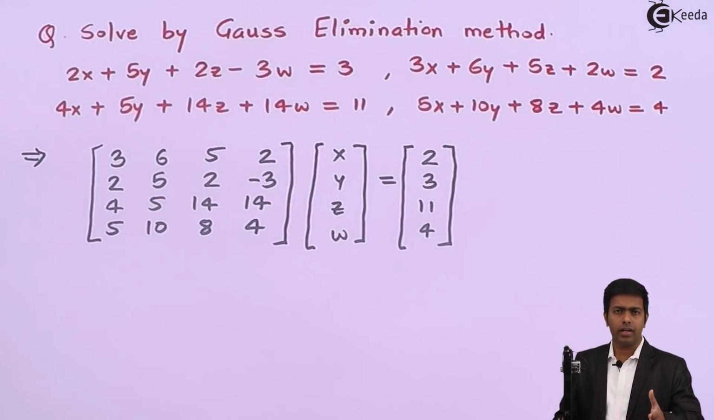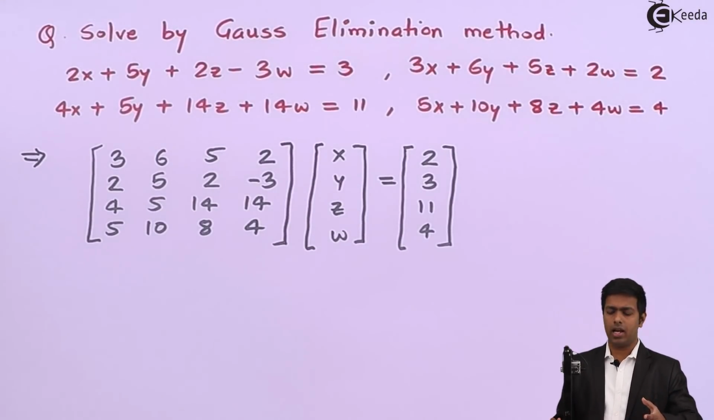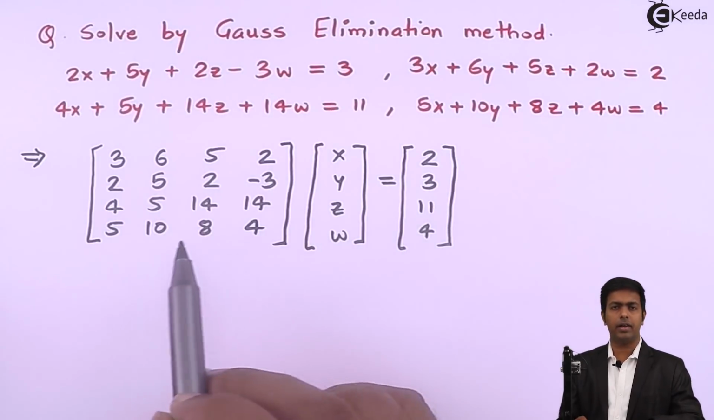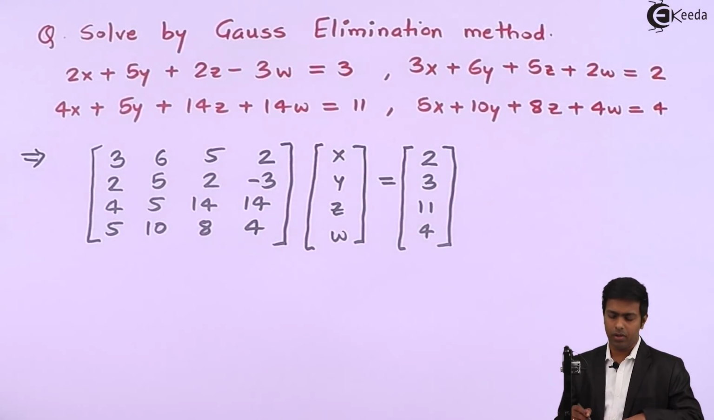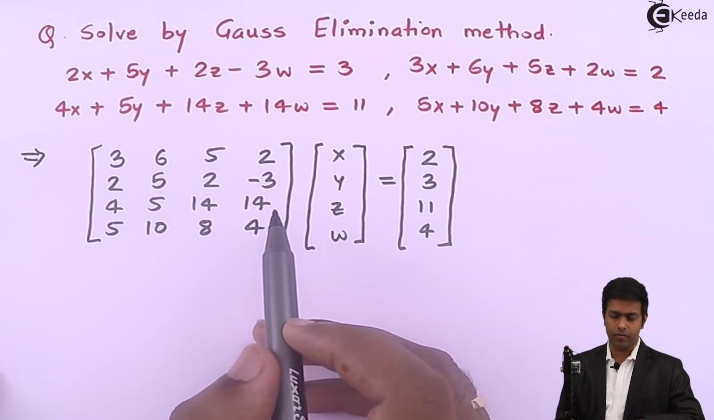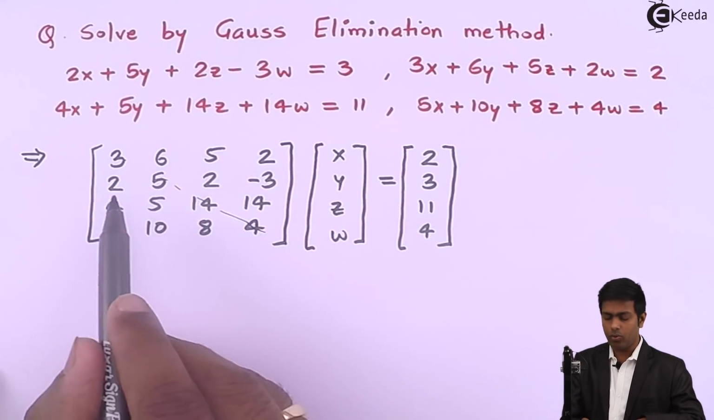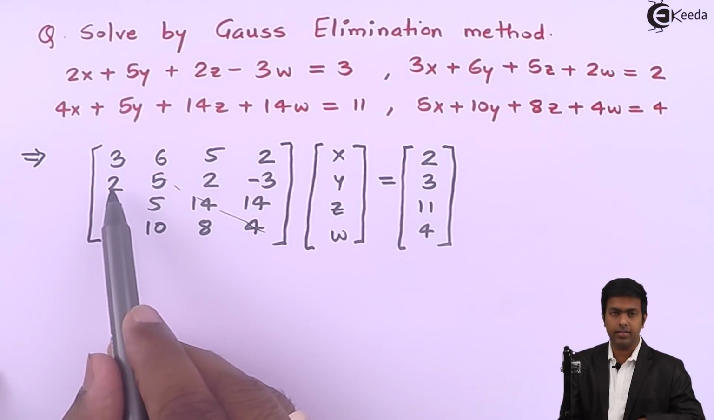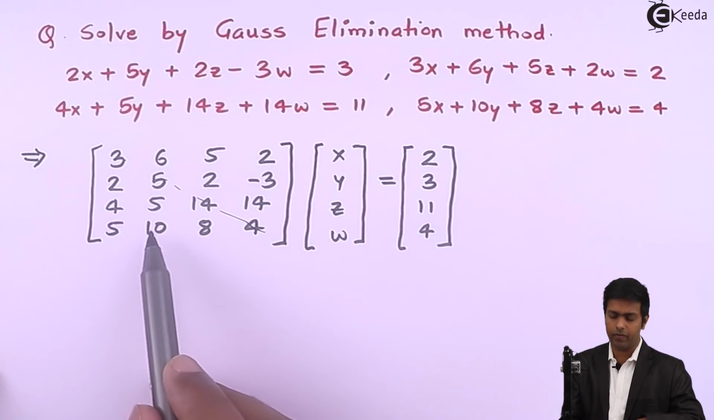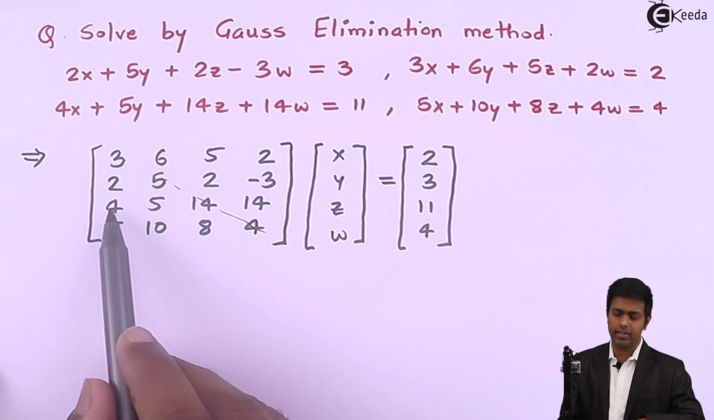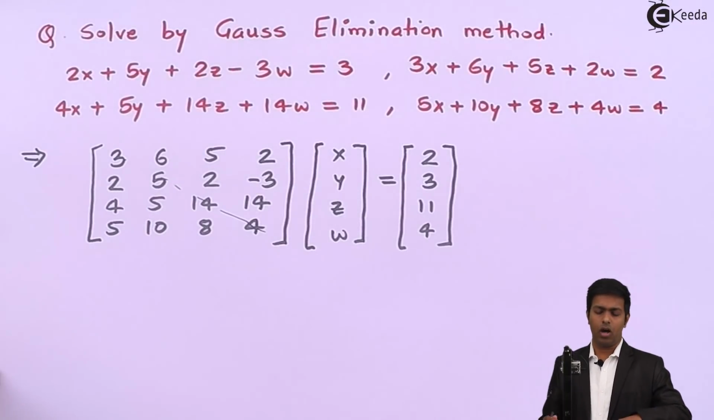Now let's start with the row transformations and convert this given matrix into upper triangular form. For that, we want this element... See, this is the leading diagonal. The elements below the leading diagonal are this 2, 4, 5, 5, 10 and 8. So you have to make all these elements 0. So how will we do it?